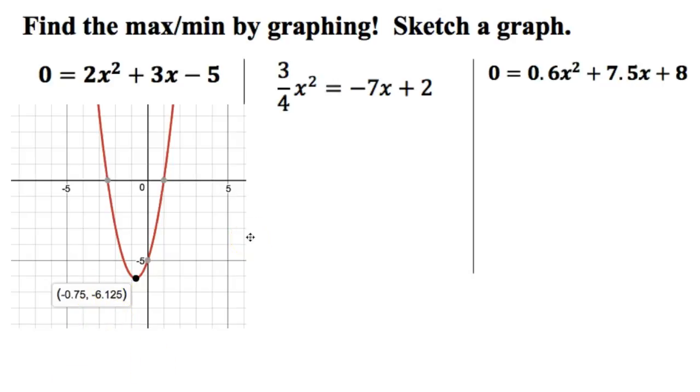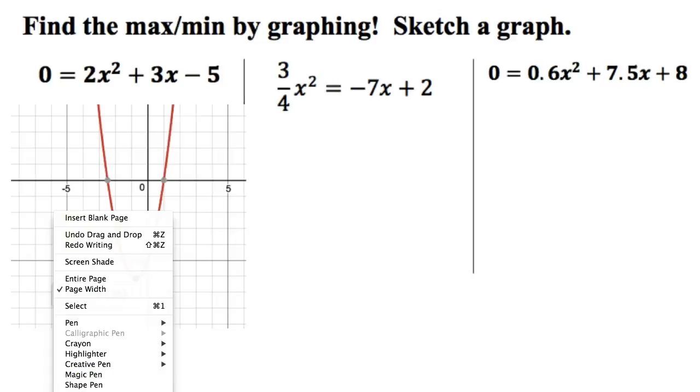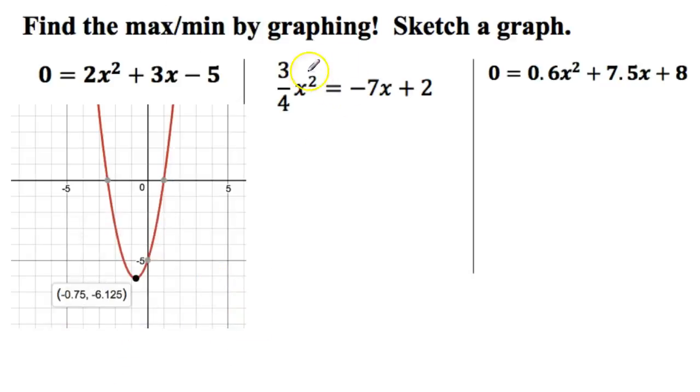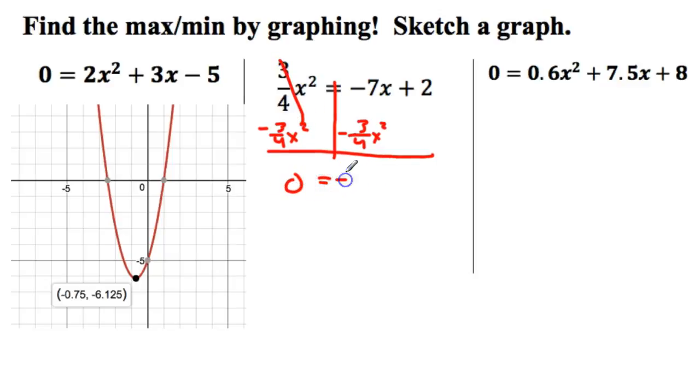The next one, before I put it in Desmos, we should solve for 0. Alright, how do we do that? Oop, why isn't that working? There we go. So, I want to get everything on one side. So I'm going to do -3 over 4x squared, that's a minus. Alright, that cancels. 0 equals -3 over 4x squared minus 7x plus 2.